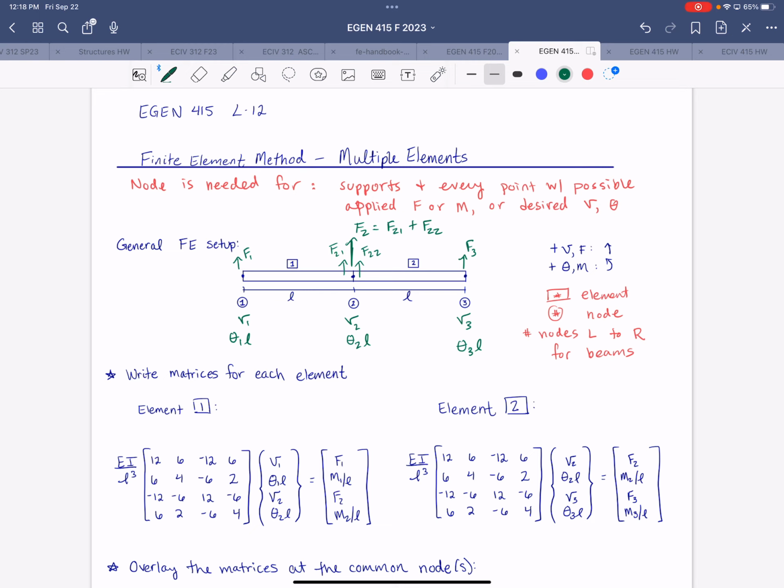All right, and it's similar for moments. I'm not going to draw all of that notation out for clarity, but we also have moments. I'll just note, similar for moment.